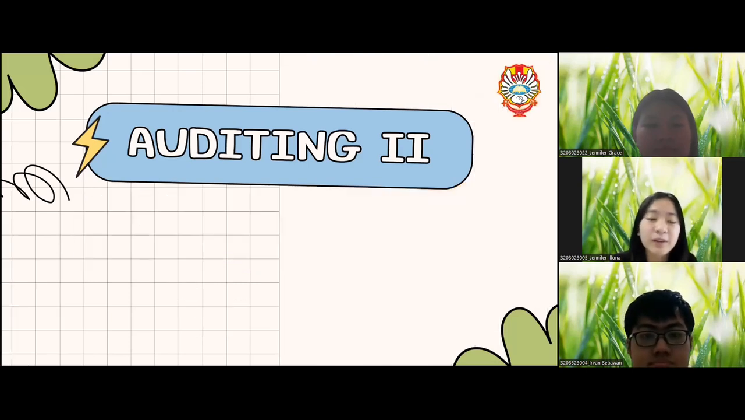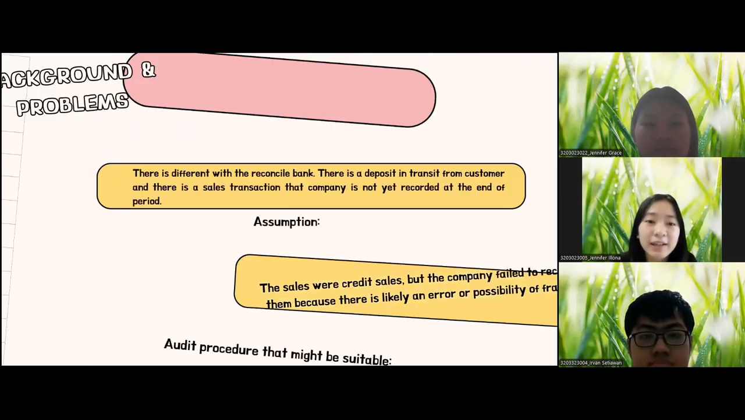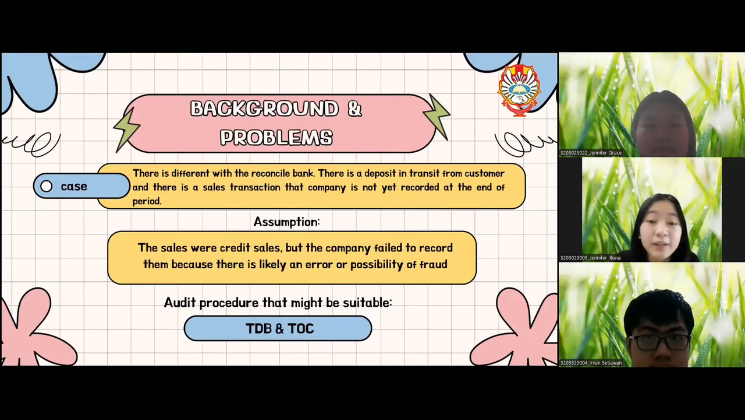So first, let's take a look at the background and the problem. The problem here is there is a difference with the reconciled bank. There is a deposit in transit from the customer and there is a sale transaction at the company that is not yet recorded at the end of the period.